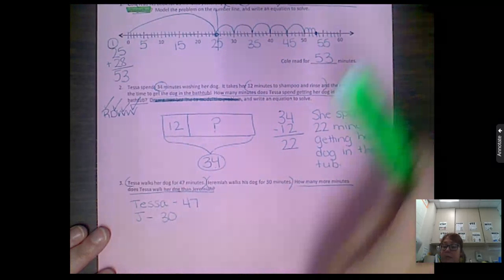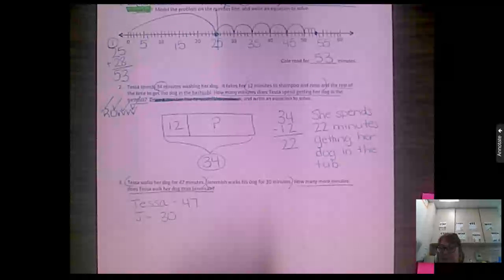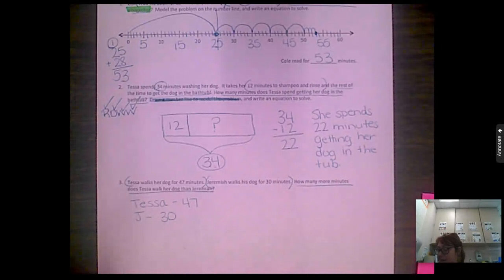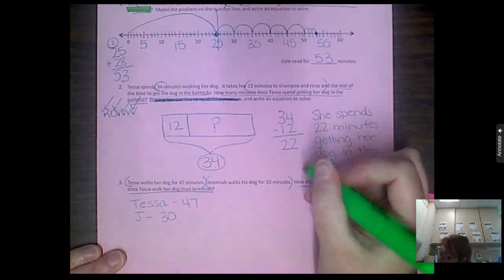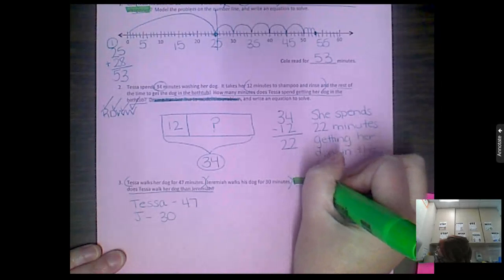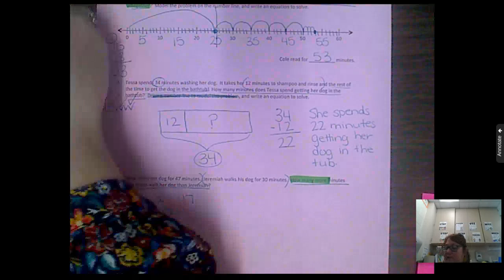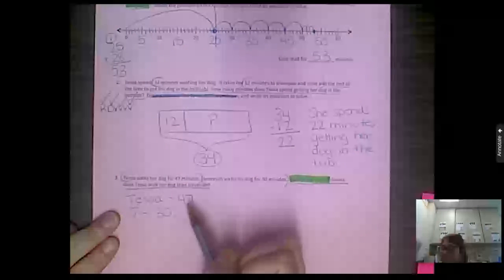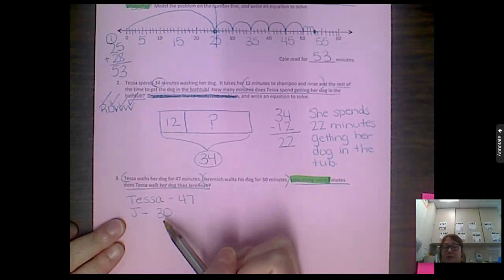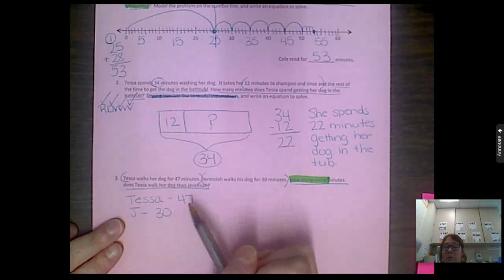Here's a clue word or clue phrase in there. Does anybody know what it is? I got my highlighter ready. How many more? How many more tells us that we're going to subtract. That is a good clue word, that we're going to subtract. So I kind of just set up this little chart here. So Tessa's 47 and Jeremiah is 30, and I want to know how many more minutes.